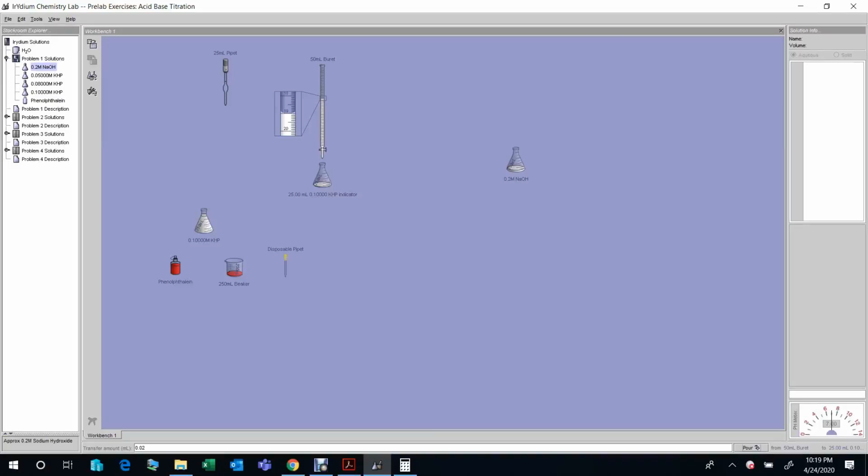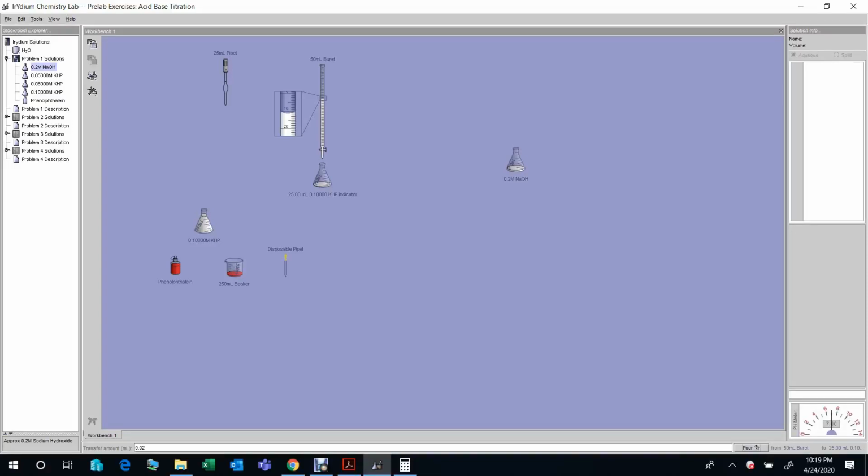So as we approach the equivalence point, we need to be very careful. We need to add slowly. Okay, we add. There's no color change. Add 0.02 again. Keep adding. Pay attention to the color, whether there's any color change. Okay. No color change.